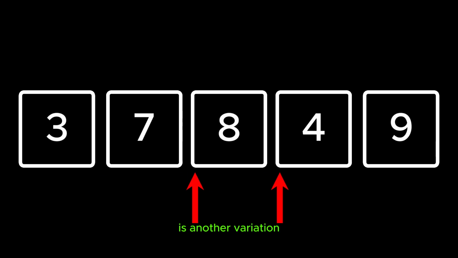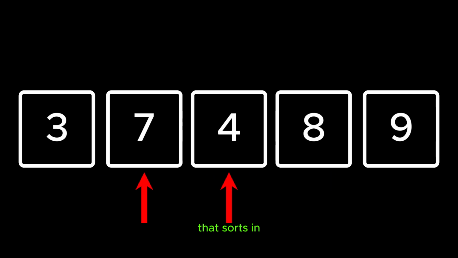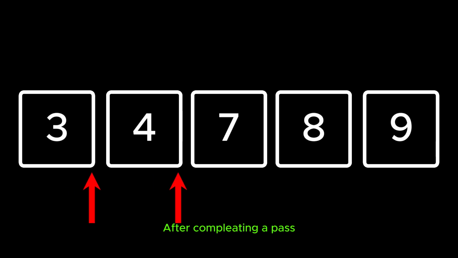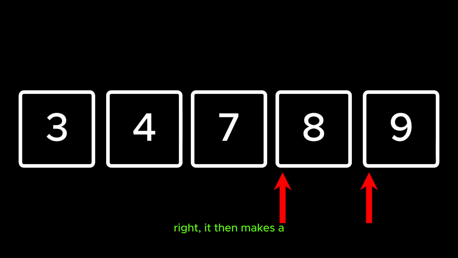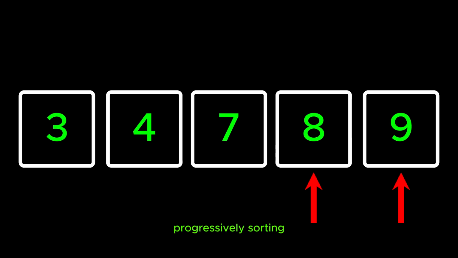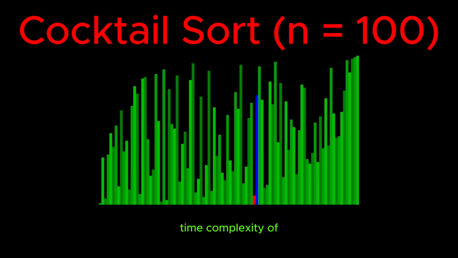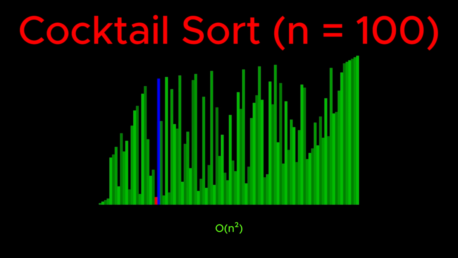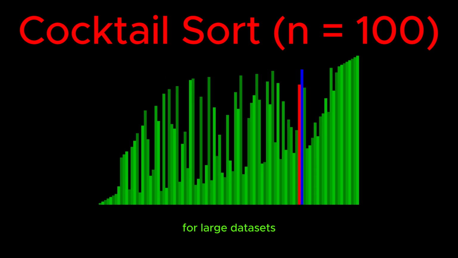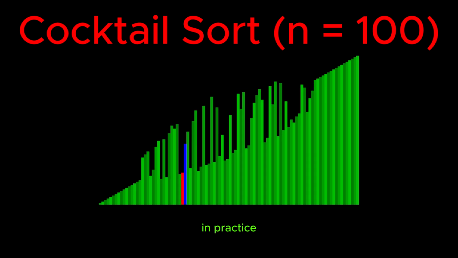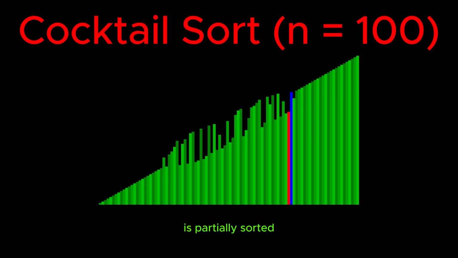Cocktail sort is another variation of bubble sort that sorts in both directions on each pass through the list. After completing a pass from left to right, it then makes a pass from right to left, progressively sorting the list from both ends. This algorithm has a worst case and best case time complexity of big O of n squared, making it inefficient for large datasets, but it can be faster than bubble sort in practice, especially when the list is partially sorted.